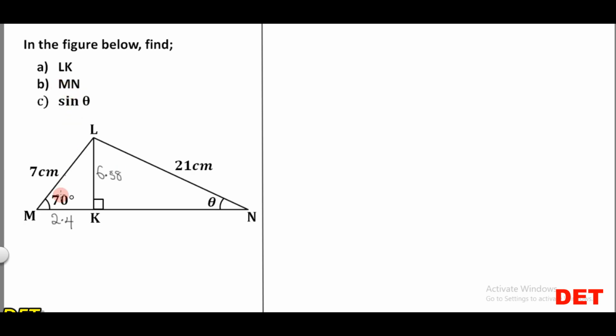So again, my MN, because the question is to find MN. My MN is equal to what? MK plus KN. That is MK plus KN, that will give me MN. So I want to look for the value of KN. So let me label my KN as X.